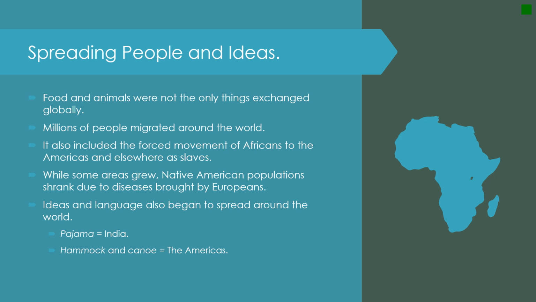One thing is the beliefs that were brought by Europeans and Africans to the Americas, and even inventions and ideas from distant lands were adapted by Europeans. And we have new words that appear that we recognize today, but these were new words from around the world. For example, pajama was from India, and then we have hammock, and canoe was used in the Americas. So again, we begin to see some different language exchanges as well.